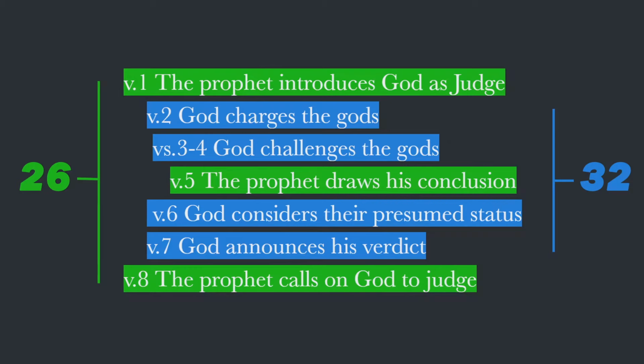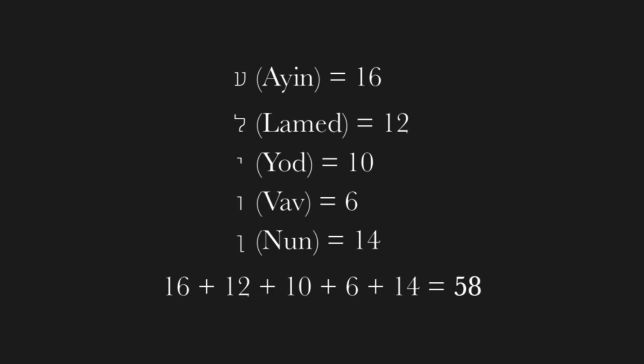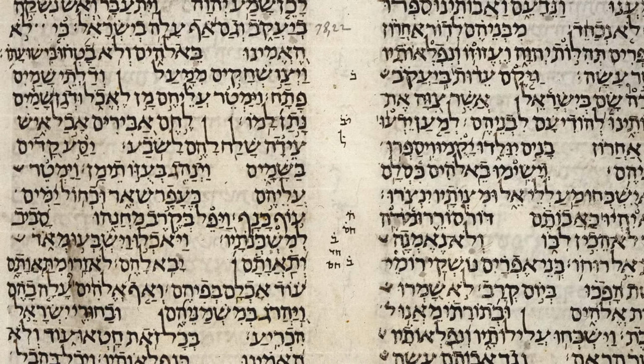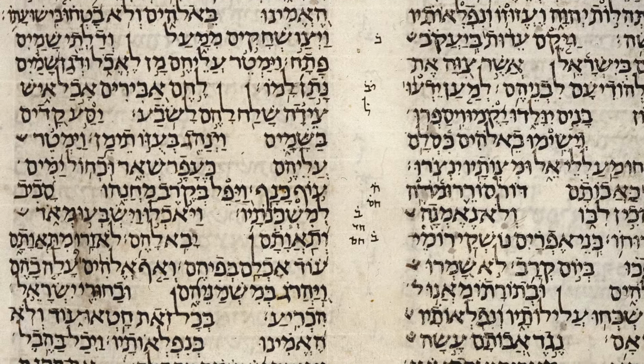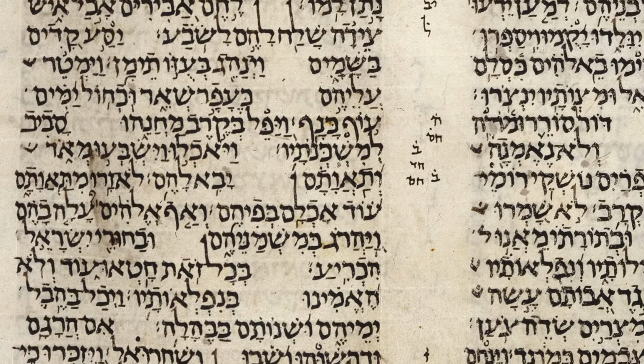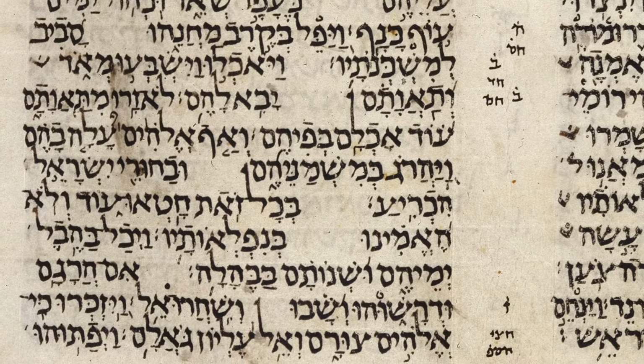Probably it was a reference to the title Most High, which occurs in verse 6, because 58 happens to be the number value of elyon, Most High. The math breakdown is 16 plus 12 plus 10 plus 6 plus 14. Restated another way, in the 11 Asaphite Psalms of Book 3, the center usage of the title elyon, which numerically equals 58, occurs within a center canto, itself made up of 58 words.